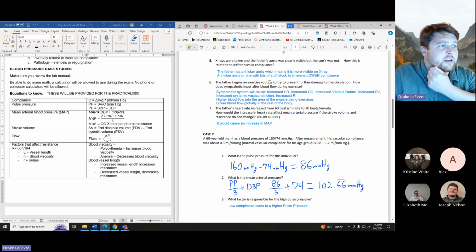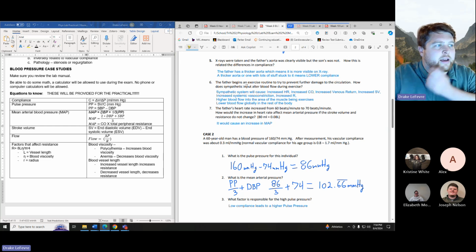The father begins an exercise routine to try to prevent further damage in the circulation. How does sympathetic input alter blood flow during exercise? We've seen all this. So the sympathetic system will cause increased heart rate, more cardiac output, more venous return, more stroke volume, all that kind of stuff.